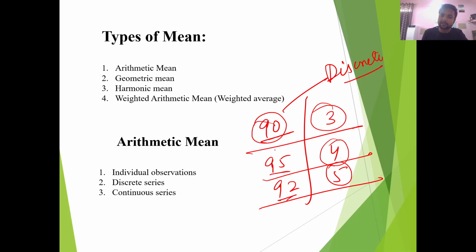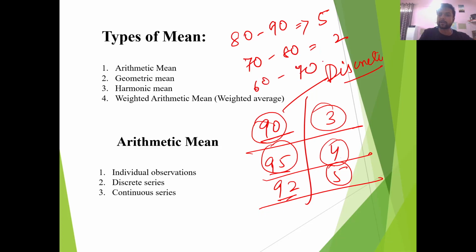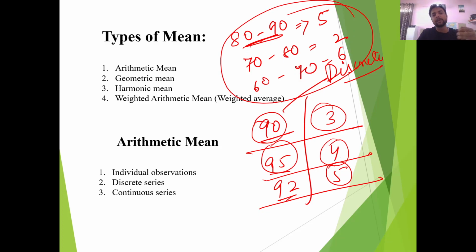Here we have seen 90 marks, 92 marks. These are discrete numbers. Rather, in case of a continuous series, we will say the marks between 80 to 90 are obtained by 5 students, the marks between 70 to 80 are obtained by 2 students, and the marks between 60 to 70 are again obtained by 6 students. So this is a continuous series, meaning the numbers lie in between two numbers. This is called the class interval.